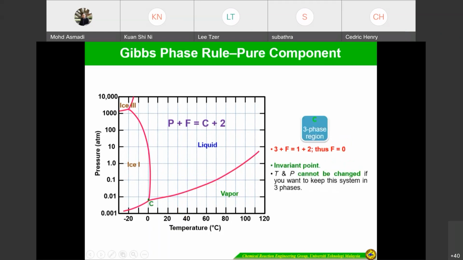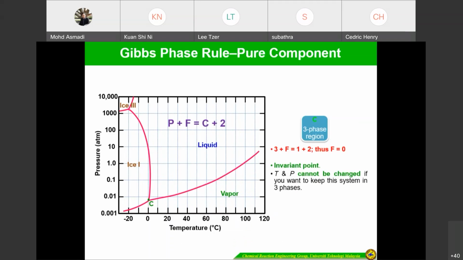And the three phase region actually is 0, because the phase is 3. So this is an invariant point. We cannot change temperature or pressure to keep in 3 phase. Okay, you have to remember that. So this is the definition of the Gibbs phase rule.